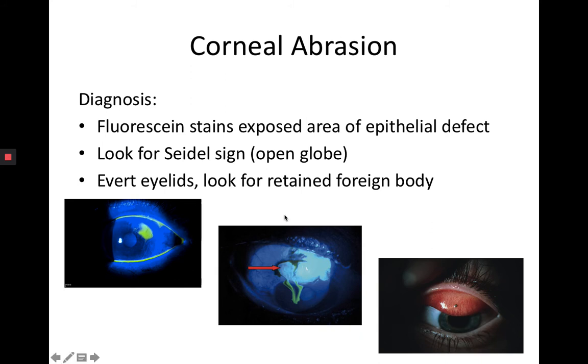So when you apply fluorescein, you'll actually apply it to the defect and look for streaming of fluorescein caused by leaking of the aqueous humor. It's really important to evert the eyelids, looking for a retained foreign body, because that could be the culprit causing the corneal abrasion.